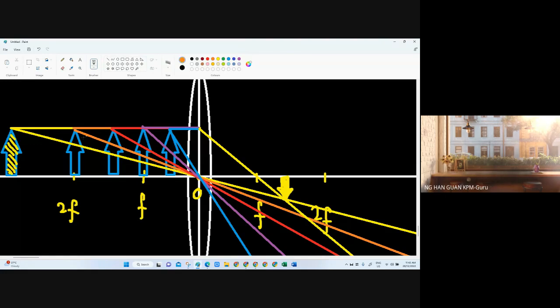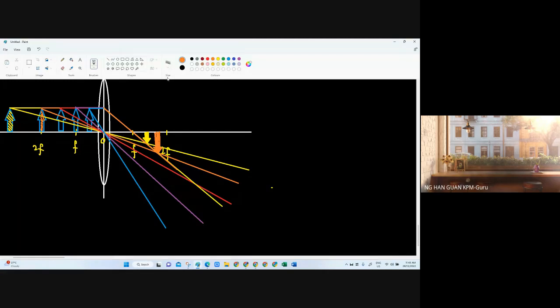And then the orange color. I need to extend this line here to the F, extend the line until you meet the orange color. You meet the orange color here, so this is my orange image. Then continue for the red color. Extend until you meet the red color, the intersection here, so that's where my red image is.